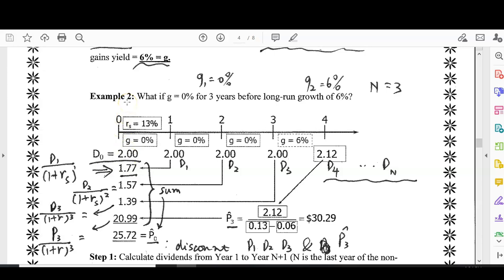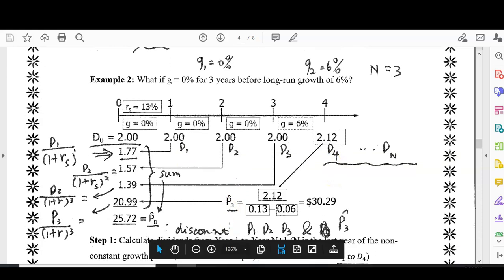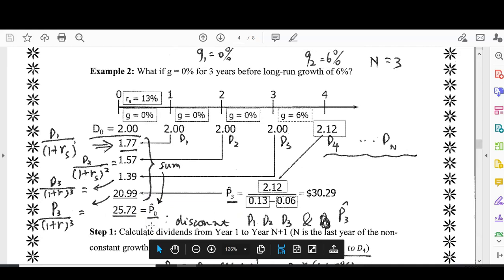Try to work through 3 steps for this example 2. Step 1, you still need to figure out what D1, D2, D3, and D4 are. Step 2, you calculate P3. Step 3, you calculate P0. We're going to talk about the solutions in the next video, but you could work on this question yourself before looking at the answers. All right, I'll talk to you in the next video.